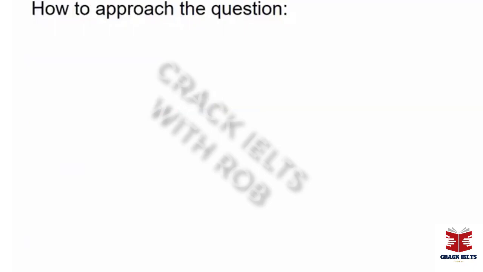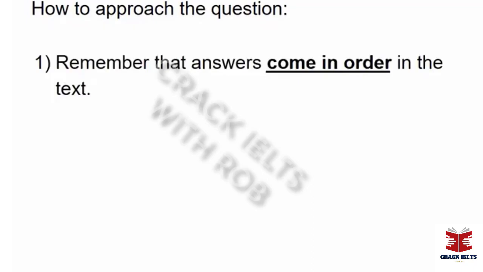How to approach them? There are a couple of things to keep in mind for your multiple choice questions on the IELTS. First of all, and this is a very important tip, remember that answers are going to come in order in the text for this question type. That's not true for most types of IELTS questions, but for multiple choice, it is.